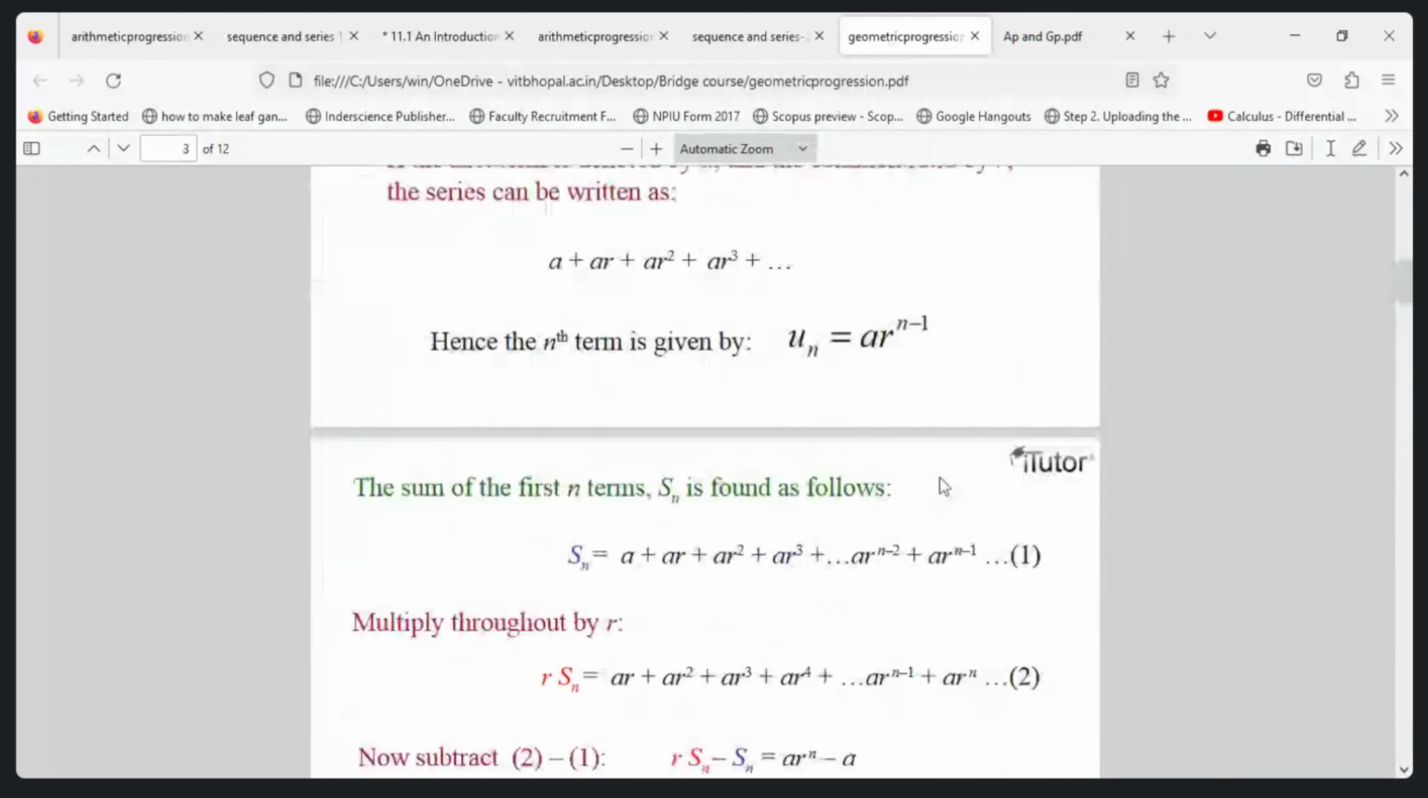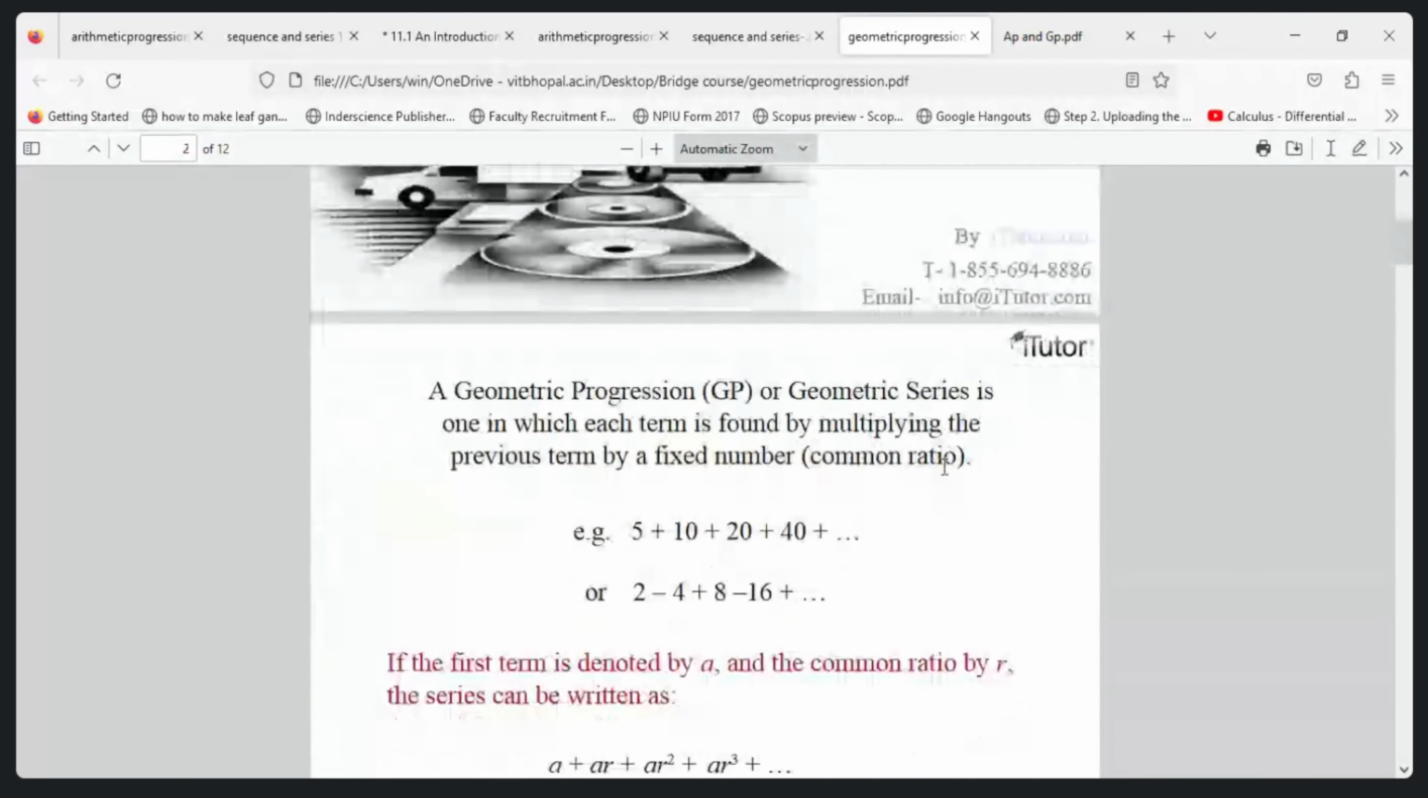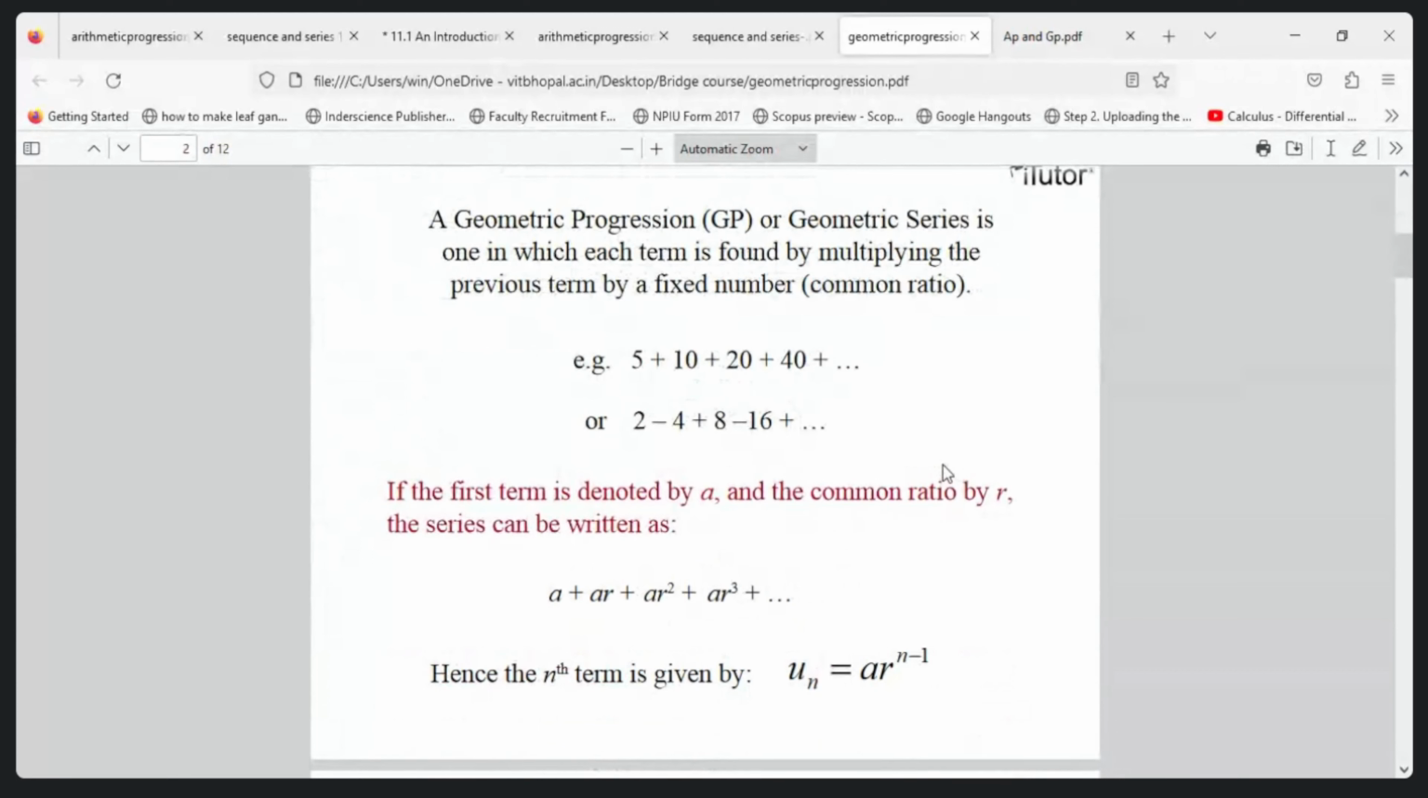Now come to the geometrical progression. In the arithmetic progression, you can see here that, okay, so in the next class I will tell that geometrical progression. Just a minute. Yes, we can finish here.